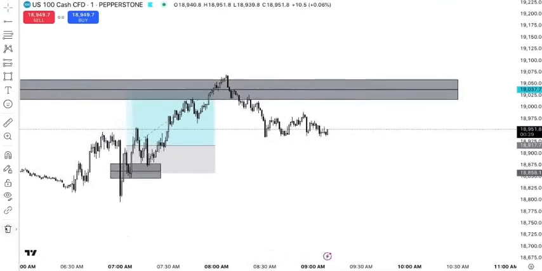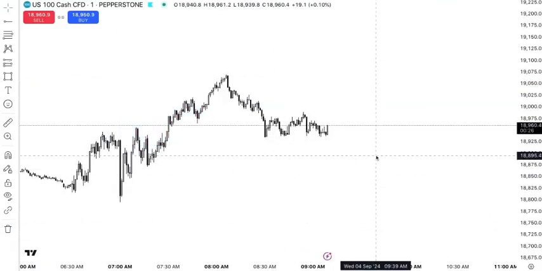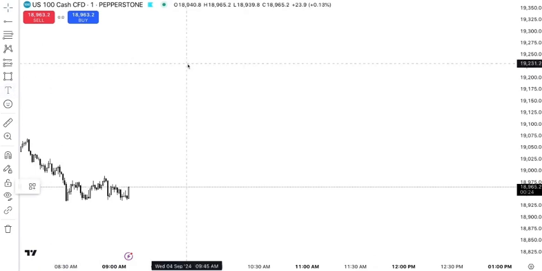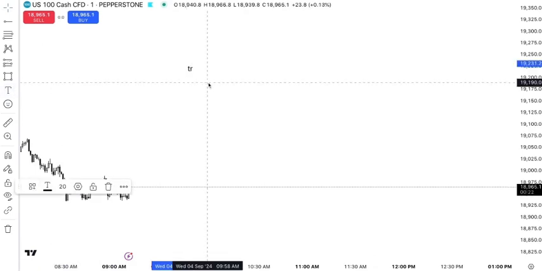Let me get rid of this. This was the trade for today. Okay, so I'm gonna start off with trends. I'm gonna write down everything that I've talked about, and then we'll start talking about them.